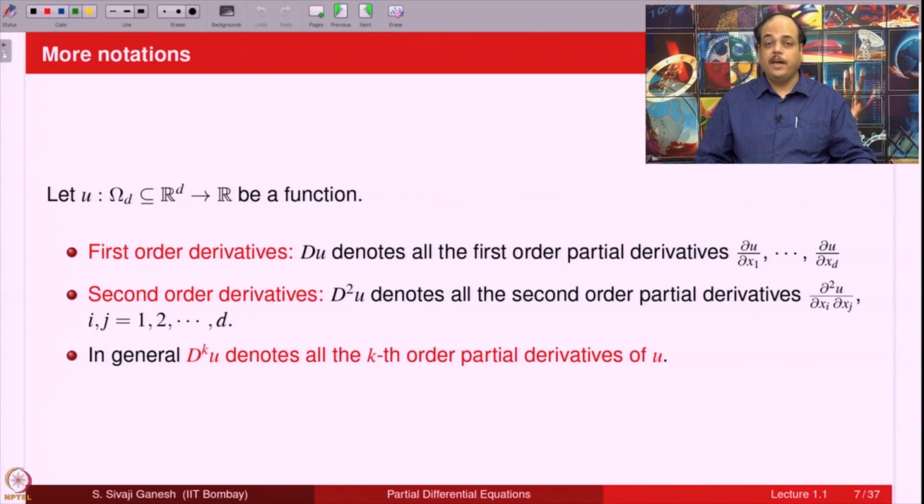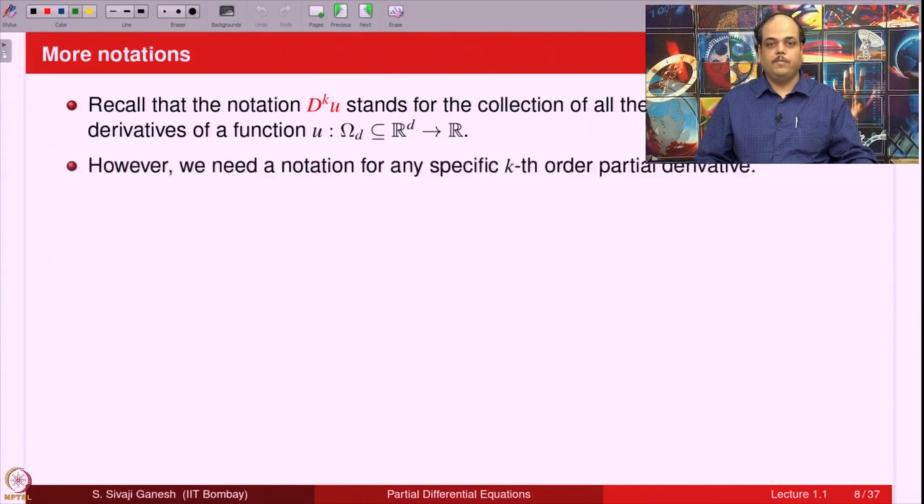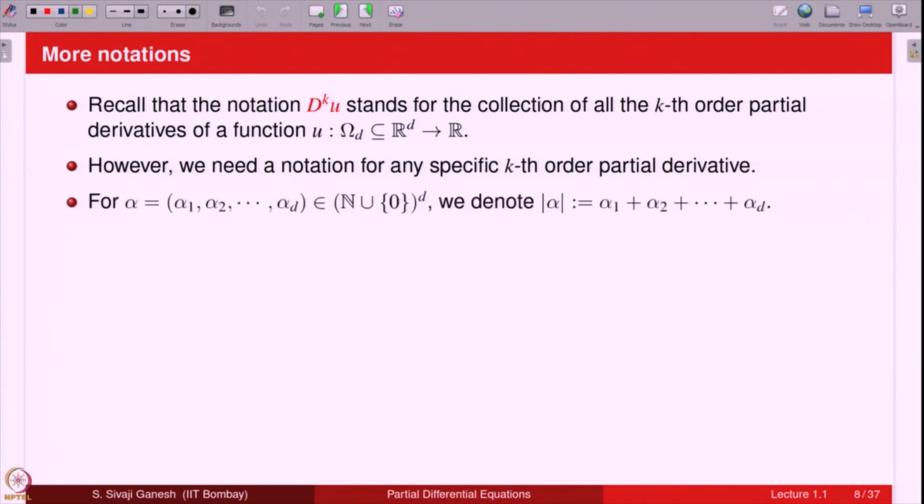Now, in general D^k u, for k greater than or equal to 1, denotes all kth order partial derivatives of u. So, recall that the notation D^k u stands for the collection of all kth order partial derivatives. However, we need a notation for any specific kth order partial derivative. Therefore, we are going to introduce that notation.